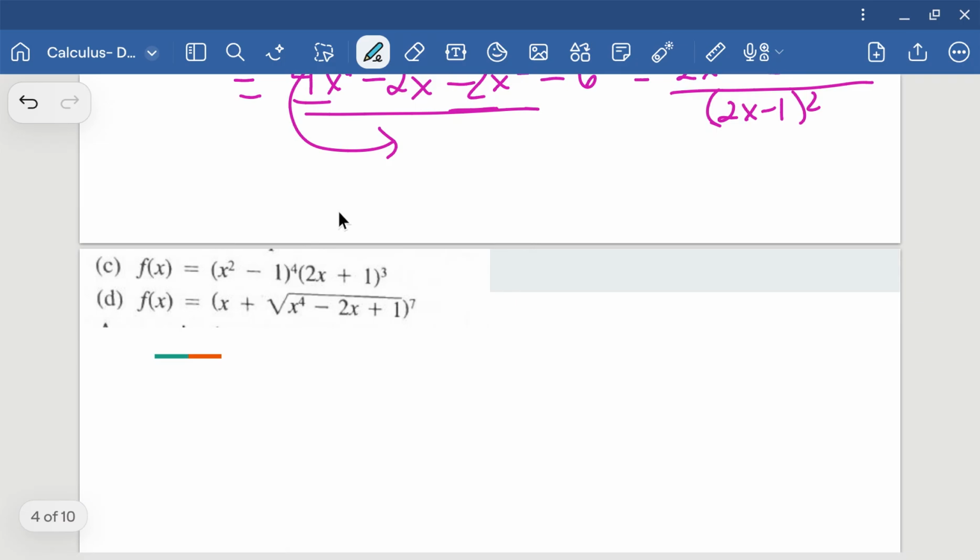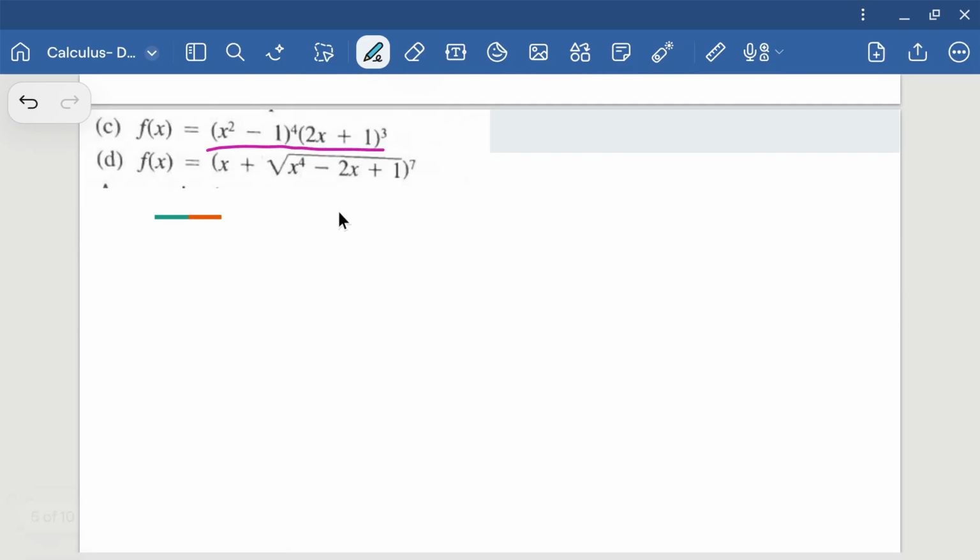Our next example is using the product rule with the chain rule. So if I'm looking at C here and I'm finding f prime of x, with the product rule, we are starting with the derivative of your first term or first binomial. So 4 times x squared minus 1, and then you multiply it, because it is the chain rule, by the derivative of the inside. I also had to subtract 1 from the exponent, so that is 2. Then I multiply it by the second binomial, which is 2x plus 1, all cubed.